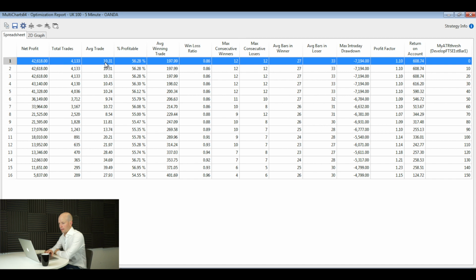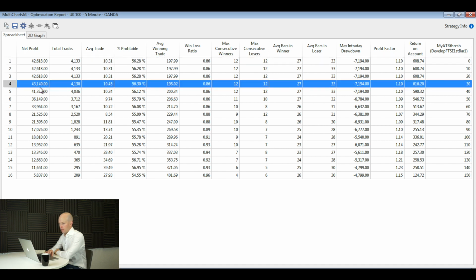And we can clearly see that in terms of net profit, 30 is ever so slightly better, but generally taking all trades is about as good as it gets. Look at the average trade as well. Okay, 30 is ever so slightly better as well. It's a difference between 3 trades, look, 4,130 and 133. It's barely worth touching.